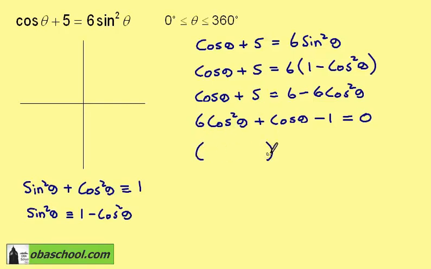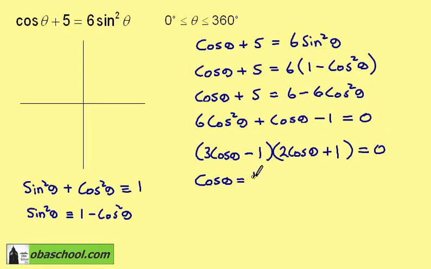Factorizing this equation into two brackets, we get 3 cos theta and 2 cos theta, 1 and 1, and this one needs to be a plus and this one a minus. Expanding gives us 6 cos squared theta, take away 2, add 3, giving us the single cos theta, and the minus 1 is equal to 0. Our two solutions, therefore, are cos theta is 1/3 and cos theta is equal to minus a half.